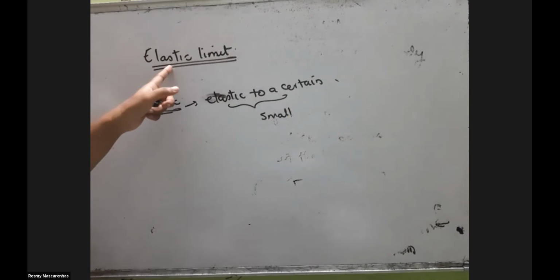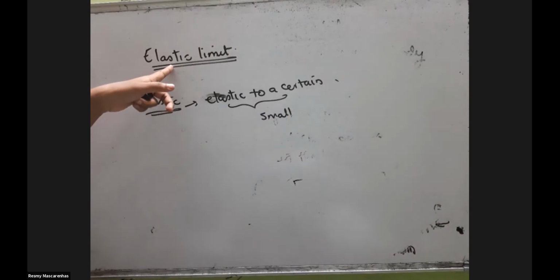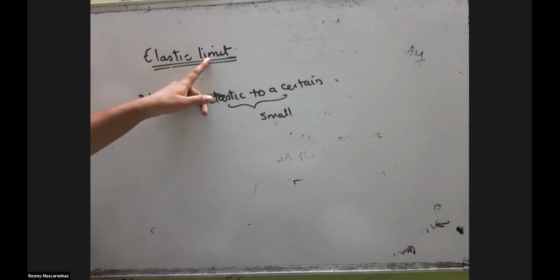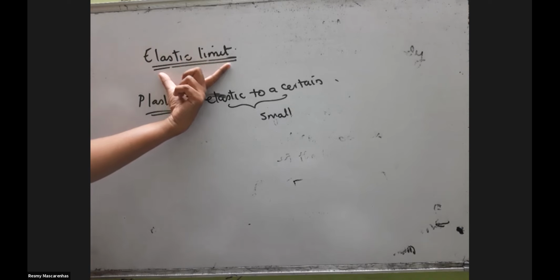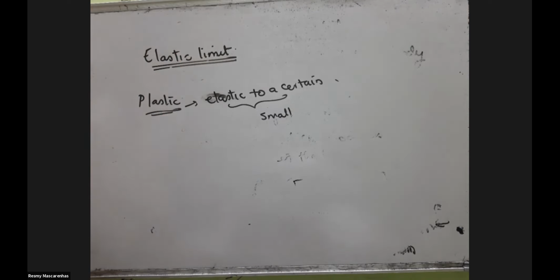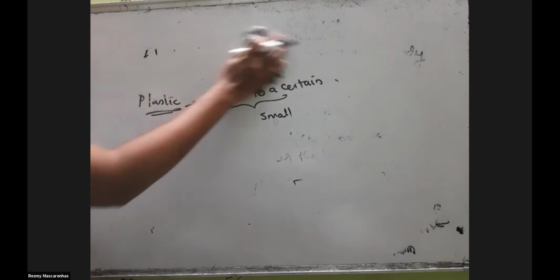The limit depends on how elastic the material is. It can vary across different materials. A rubber band will definitely have a large limit. But if you have a wooden stick, the wooden stick's elastic limit will be very small. Different materials will have different elastic limits. So I'll give you what elasticity is first.